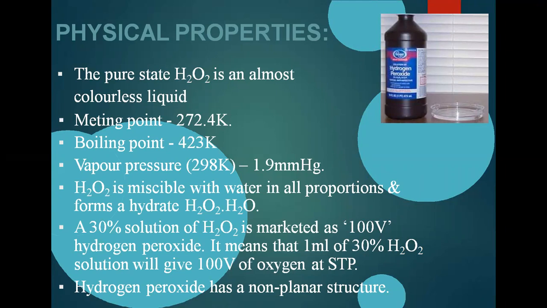Melting point is 272.4 Kelvin, boiling point is 423 Kelvin. Vapor pressure at 298 Kelvin is 1.9 mmHg. H2O2 is miscible with water in all proportions and forms hydrates, H2O2.H2O. This means we can mix it in any proportion. There is no fixed proportion of mixing water in H2O2.